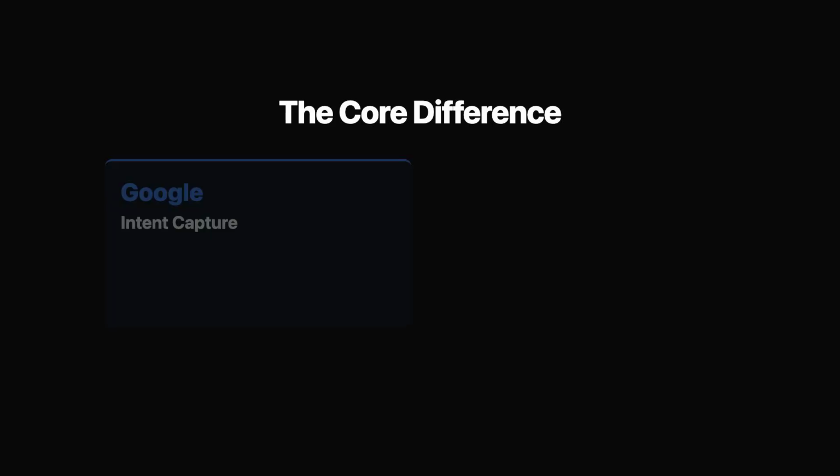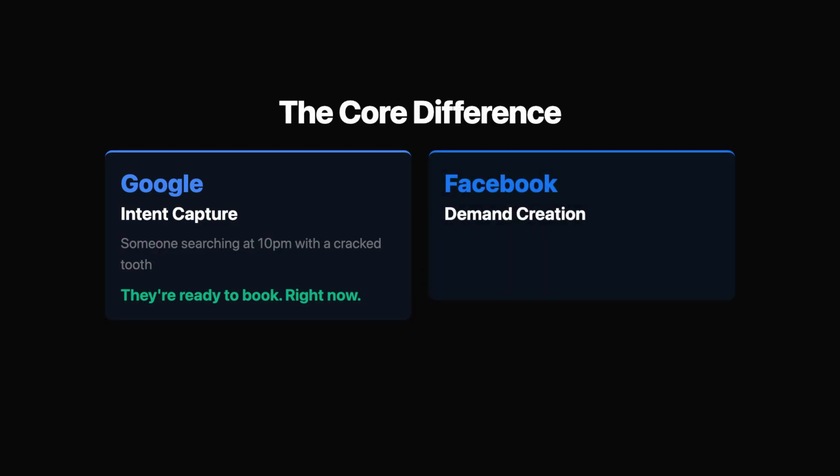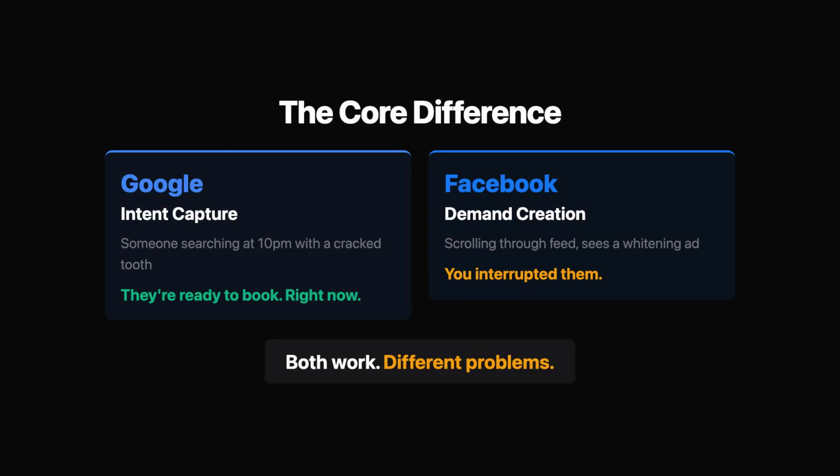Google Ads is intent capture. Someone types emergency dentist near me at 10 p.m. with a cracked tooth. They're ready to book right now. Facebook Ads is demand creation. Someone is scrolling through their feed, sees your ad about teeth whitening for $299, and thinks, I've been meaning to do that. They're not looking for a dentist. You interrupted them. Both work, but they solve completely different problems. Google catches people who already want a dentist. Facebook makes people want a dentist.